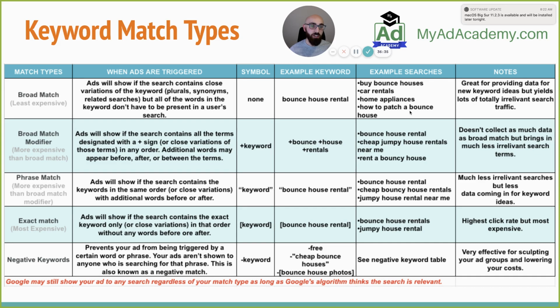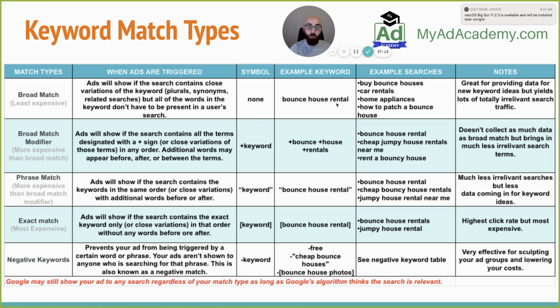So the broad match keyword would be Bounce House rental, and it can show up for buy a Bounce House, car rentals, home appliances, how to patch a Bounce House. All of these searches could technically show up from the keyword Bounce House rental. The reason is, when you put it like this without any quotation marks or plus signs or brackets, Google can technically show your ad as long as any one of these words is in a search or its close variants. So home appliances may show up for Bounce House rental. I kid you not, because the word house is kind of like the word home, and the word house is in the keyword search, so you could show up.